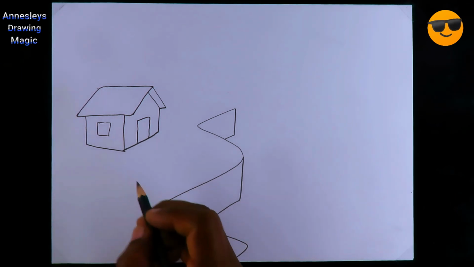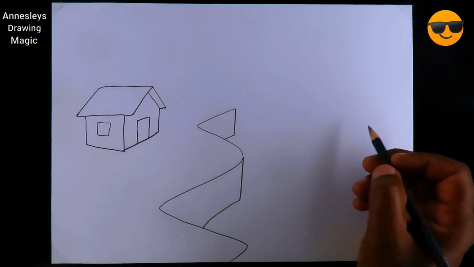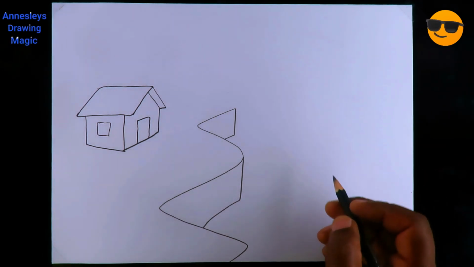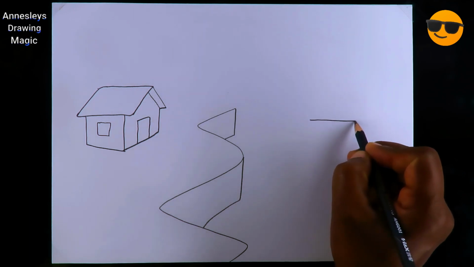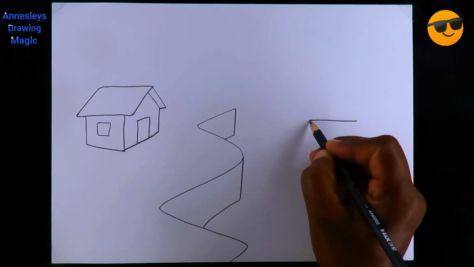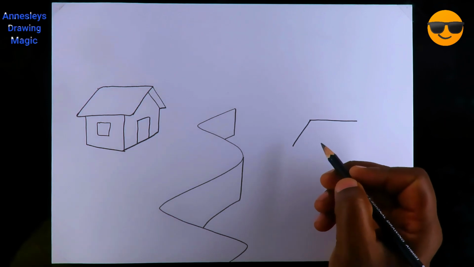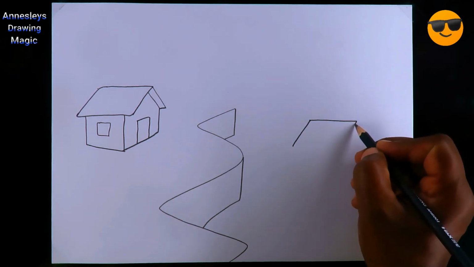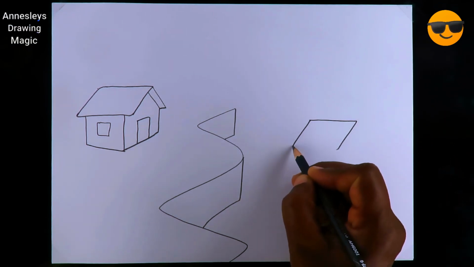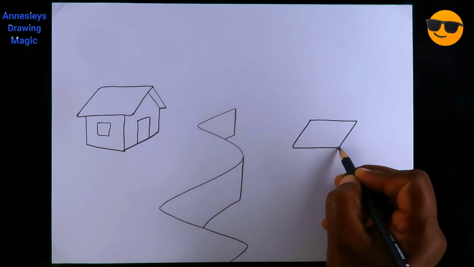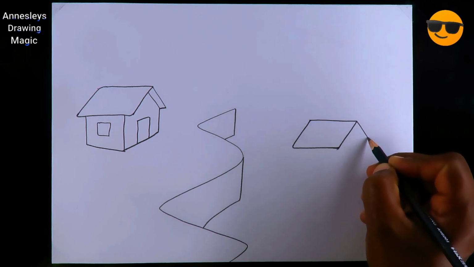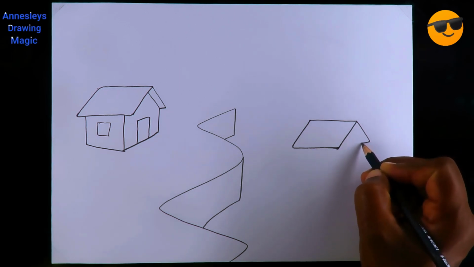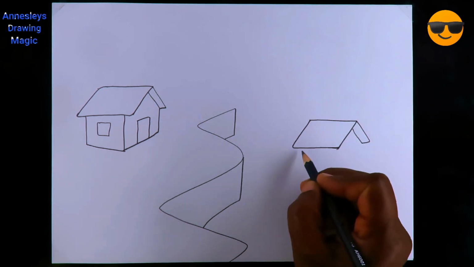and now the lower area's home. Straight line, one side angle, the same angle, and join two angle lines, opposite angle, and double it.